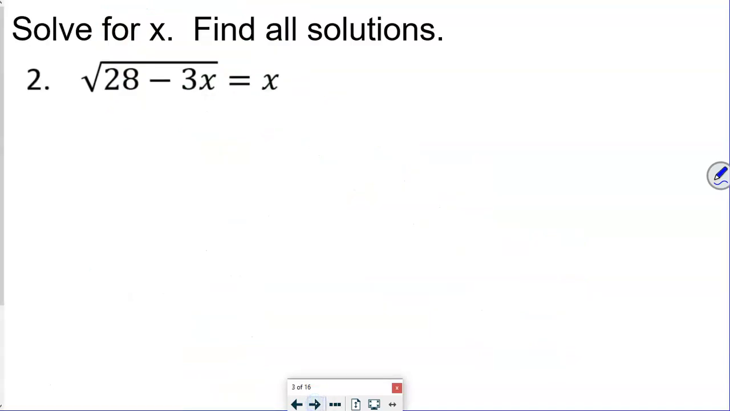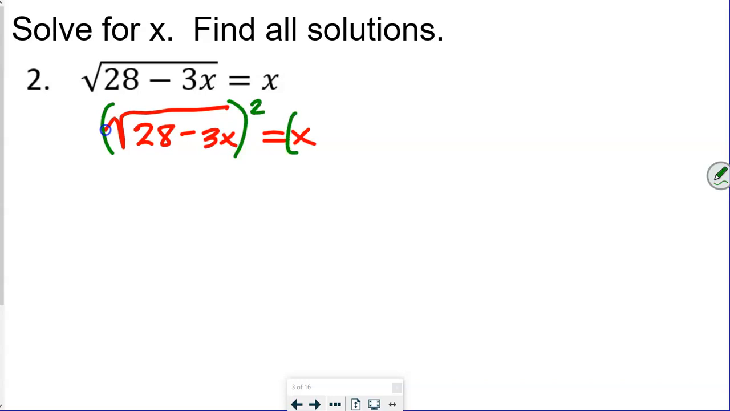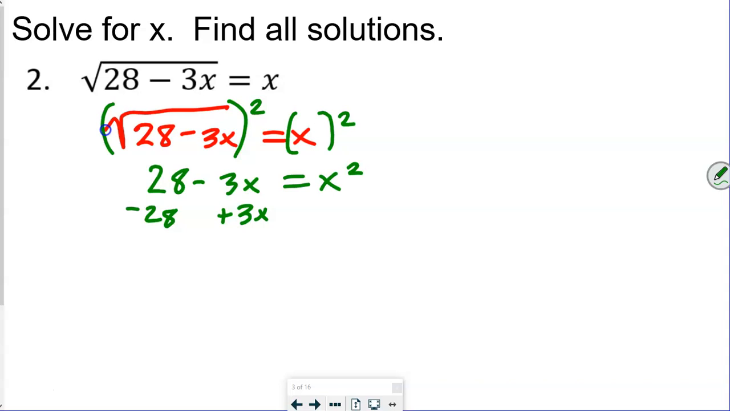So number 2, here again, I'm going to rewrite the equation first. 28 minus 3x equals x. So this time we're going to square both sides again to get rid of the square root. So it's going to give us 28 minus 3x equals x squared. Our next step would be again to move everything to one side of the equal sign. So we're going to subtract the 28, and we're going to add the 3x. So plus 3x minus 28. So that's going to give us, these cross out obviously, so we get 0 over here.